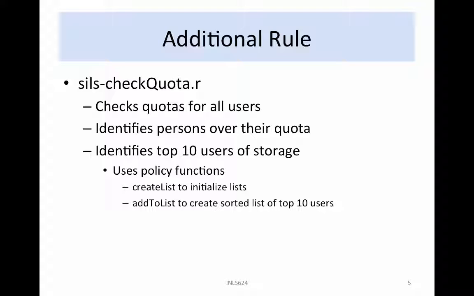Additional rules are available to check quotas. The rule sils-checkquota.r is available at LifeLive Zone Home RW More Rules sil-checkquota.r. This rule checks quotas for all users, identifies persons over their quota, and identifies the top 10 users of storage. The rule is run by a data grid administrator. The rule uses the policy functions create list to initialize lists and add to list to create a sorted list of the top 10 users.